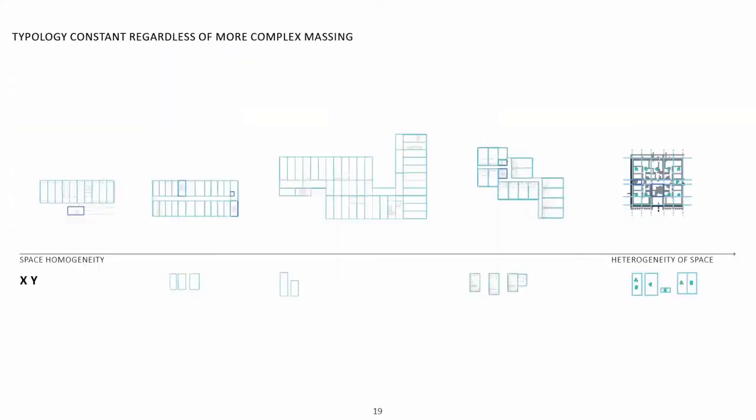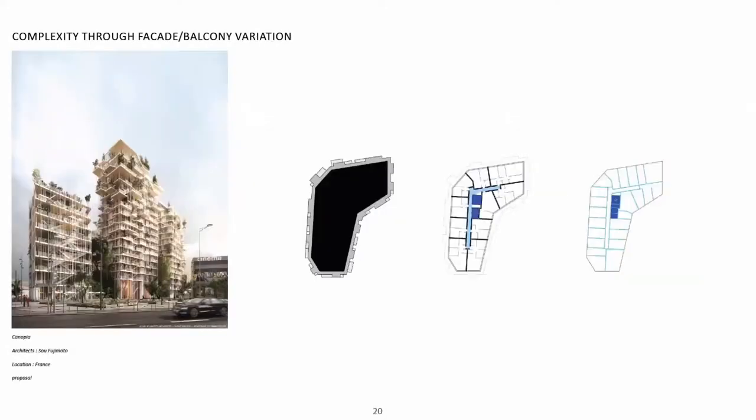So especially visible here in these modular projects, it can be seen that although there might be different sizes of modules, the space or the interior doesn't really change so much at all, nor does the overall form of the massing.